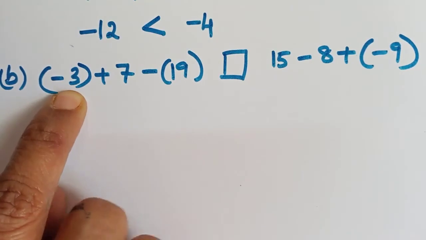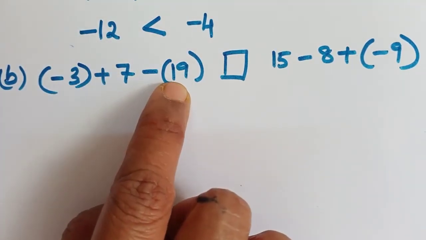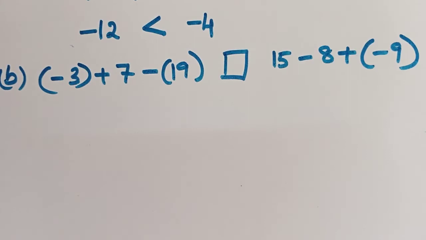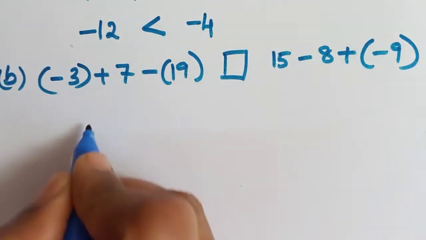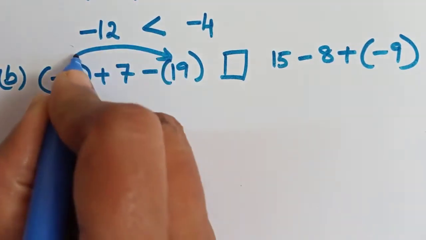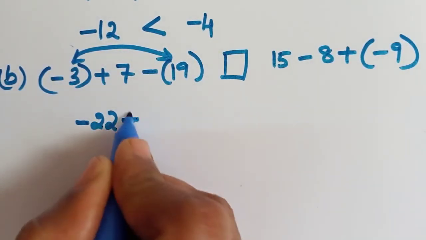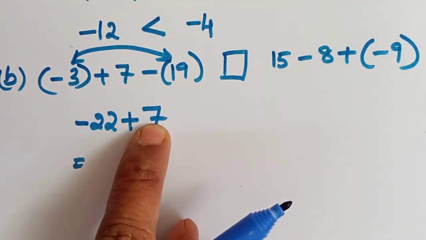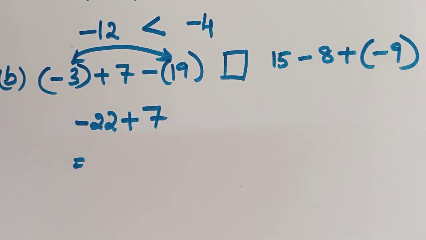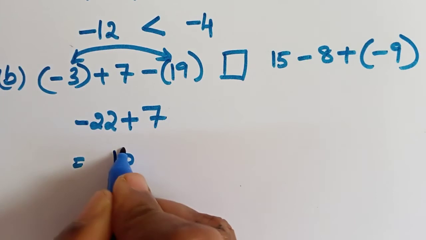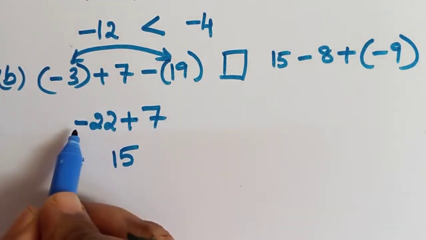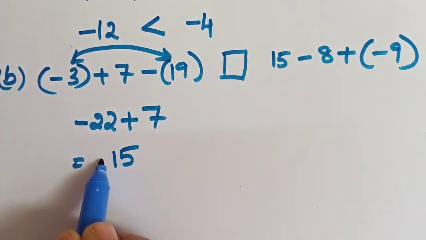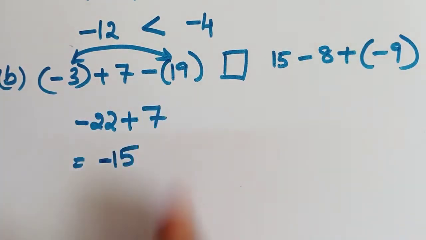So 3 and 19, let us add. 19, 20, 21, 22, isn't it? After 19, 20, 21, 22. So these two together when added will give minus 22 plus 7. One is having a minus sign, this one is having a plus sign. So let us subtract. 22 minus 7 will give you an answer of 15. But what sign should I keep? The biggest number is 22, so the minus sign will come for the answer this side.